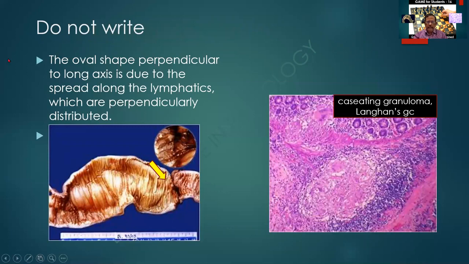Yet another diagram. This you need not write, but observe. There is an area of constriction over here, and this is normal mucosa. The oval-shaped ulcers are perpendicular due to the spread along the lymphatics, which are perpendicularly distributed. And this, of course, is the histological counterpart, which is generally not given to students as a slide. Tuberculosis of the lymph node is given, whereas an intestine is usually not given.